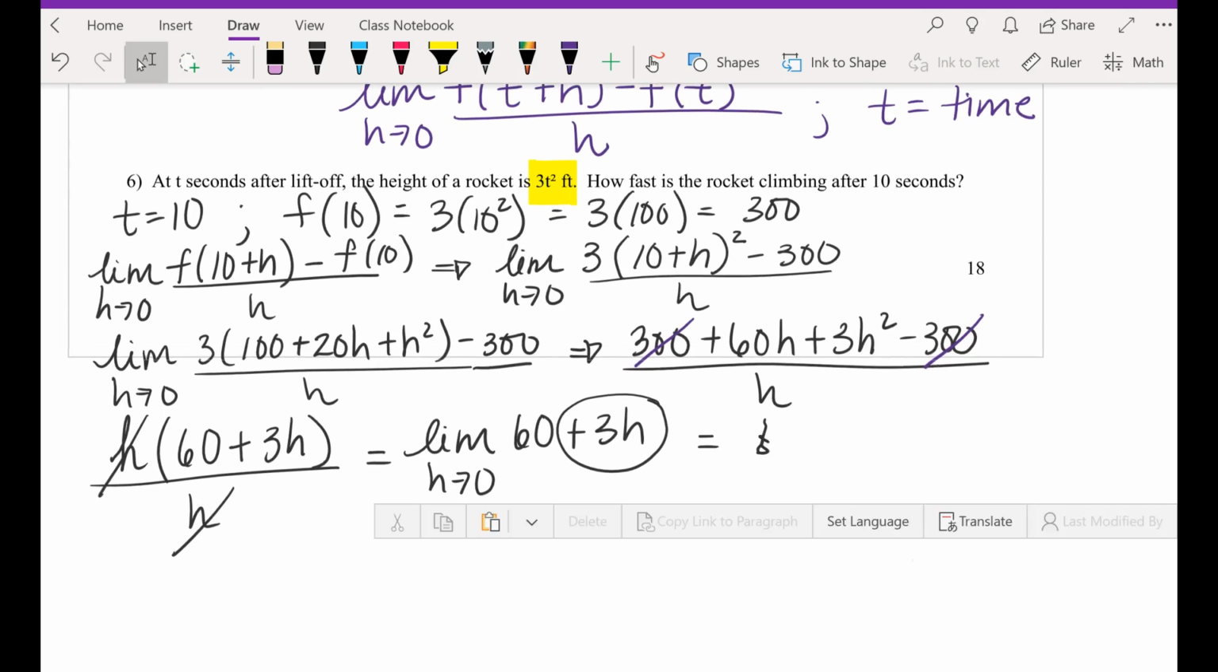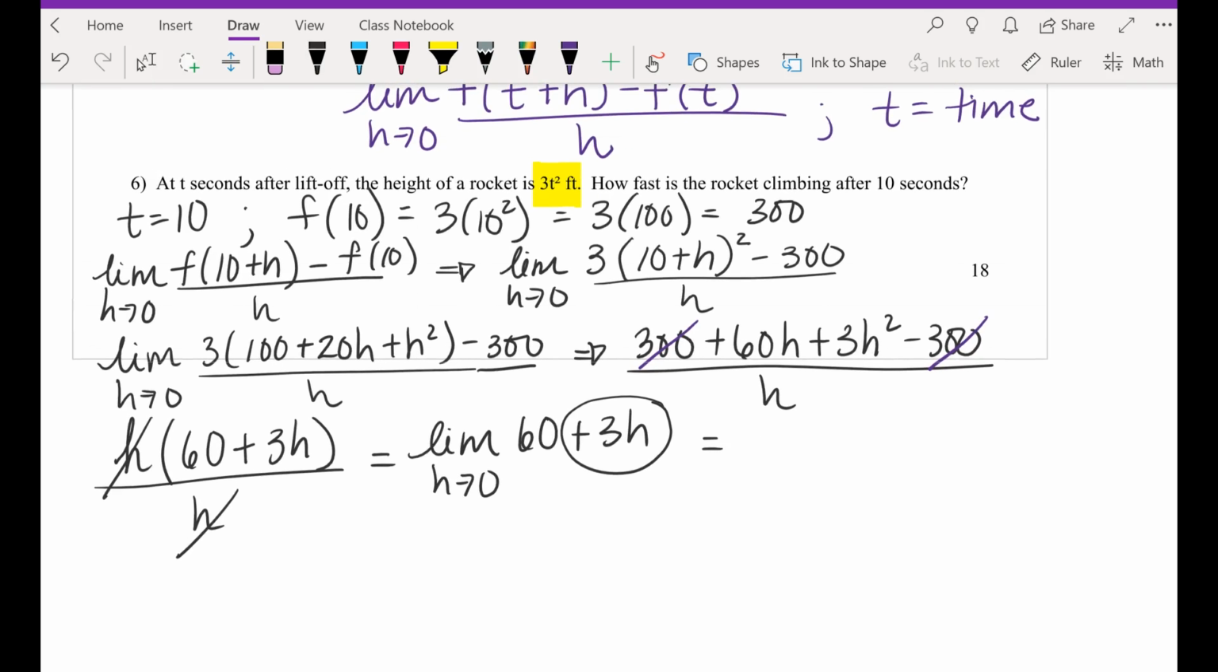Now this is asking how fast. So what would you write as the unit of measurement? Feet per second. So make sure you add the correct unit of measurements in. Okay, that's the end.